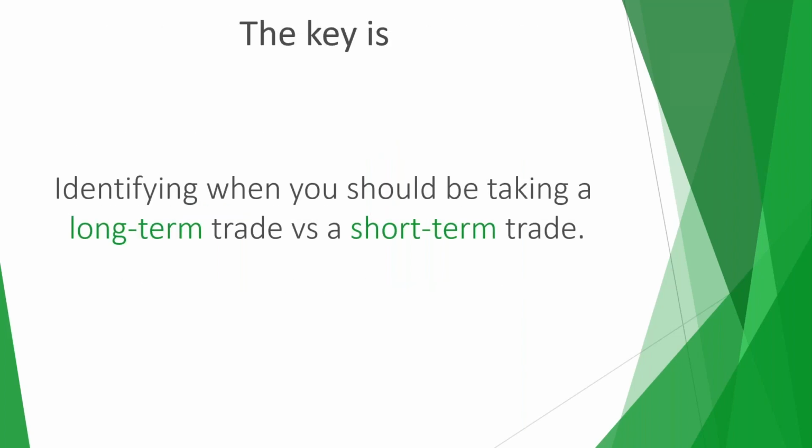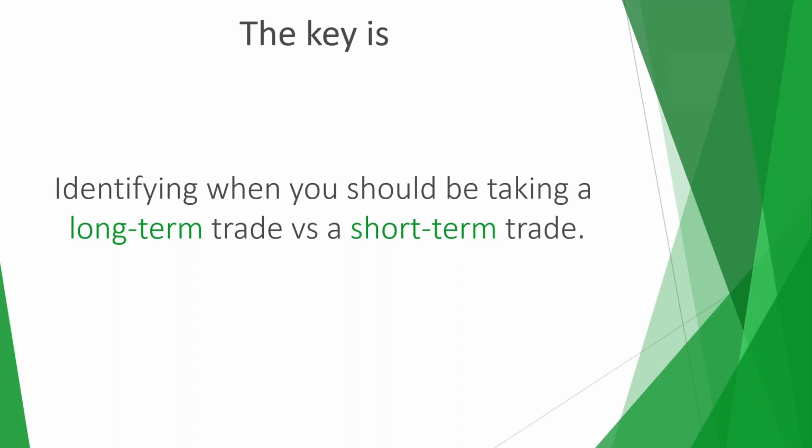So the key to this idea is being able to identify when you should be taking long-term trades versus short-term trades. And that's where the Endeavor add-on comes in. Our signals will show you when price has the opportunity for a long-term trend or a short-term trend, so you don't have to make that distinction yourself. We're going to do that for you. Then all you have to do is decide if that's the type of trade you want to take.